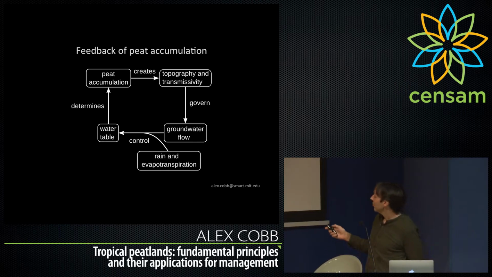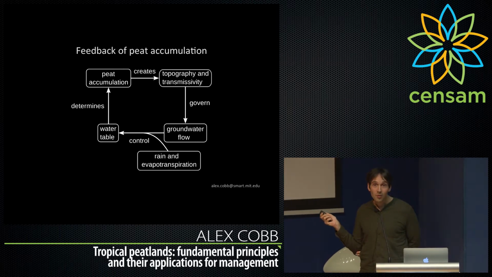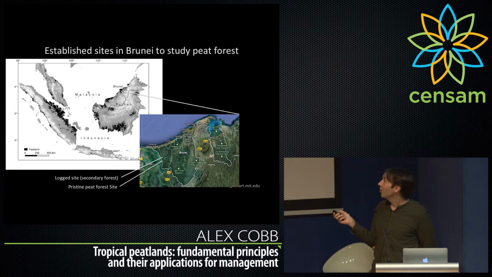Okay, so there's this sort of feedback cycle where you have accumulation of peat, which generates the shape of the landscape, the topography and its hydrologic properties, its transmissivity. That determines how groundwater flows, and that, along with rainfall, determines where the water table is, which in turn controls how peat accumulation occurs. So this is like a dynamical system.